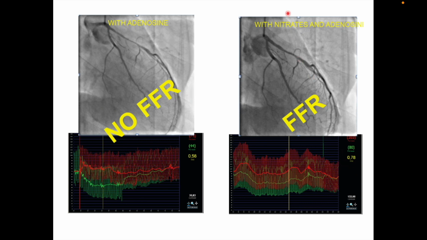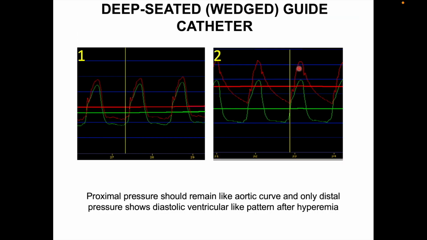So now this is nitrates followed by adenosine. This was adenosine alone, so this is not FFR. For FFR and iFR both, you've got to give nitrates. And in FFR, you then need to give adenosine as well. Now this is just to show you again. Look at this waveform. If you have ventricularization of both the pressures, this is again a deep-seated or wedged guide catheter. You need to pull it back.